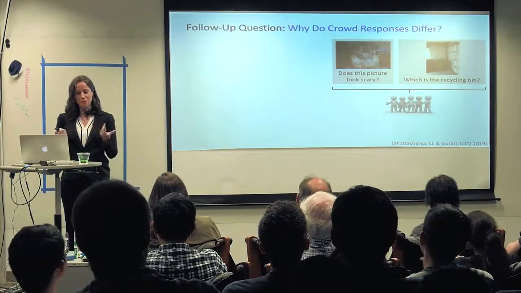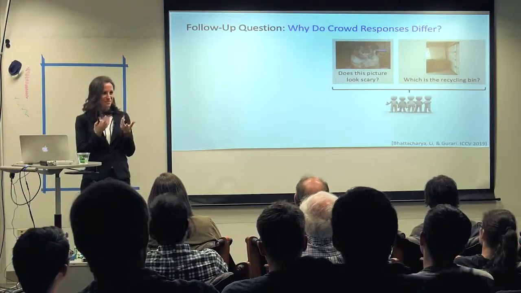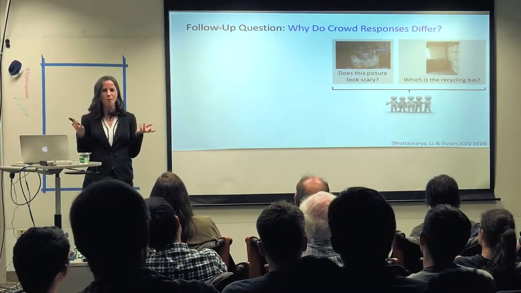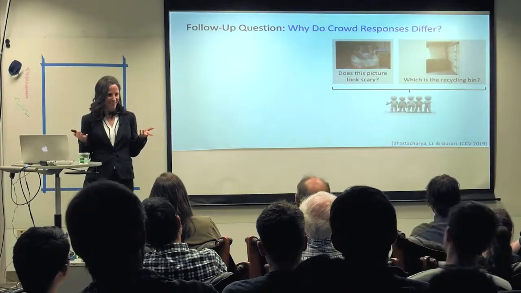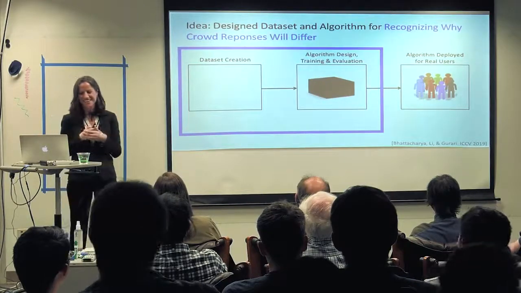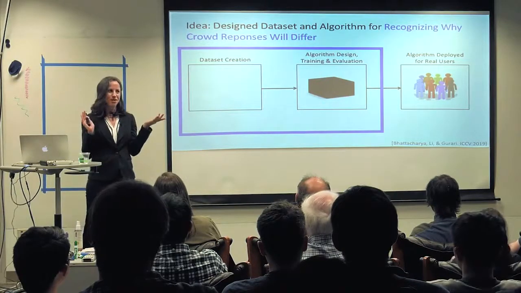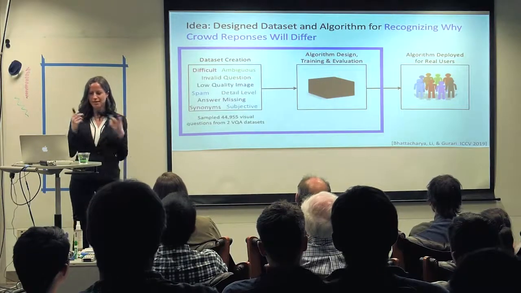This led to a follow-up question. That's great, we can be more efficient, but we still have crowd responses differing. And we wanted to know why, and we wanted a machine to be able to then tell a user why. So with that, we embarked on the idea of designing a data set and algorithm for recognizing why crowd responses will differ. So we made a data set.